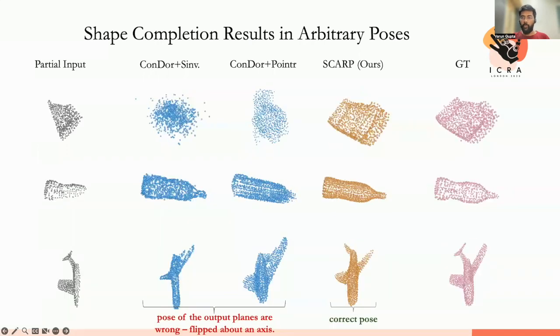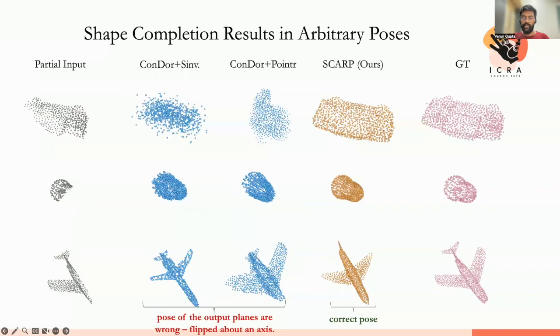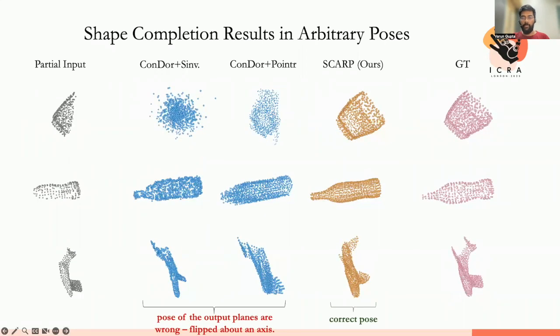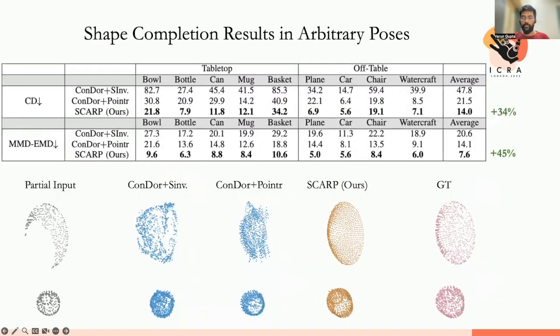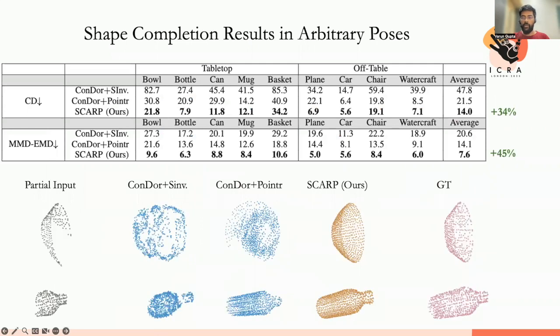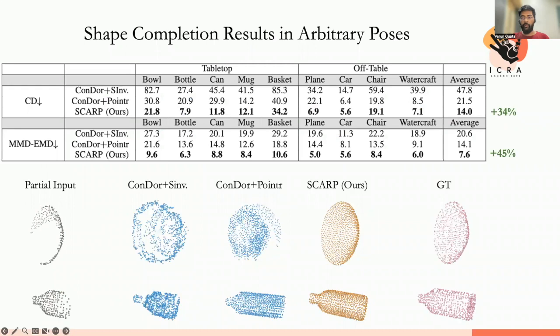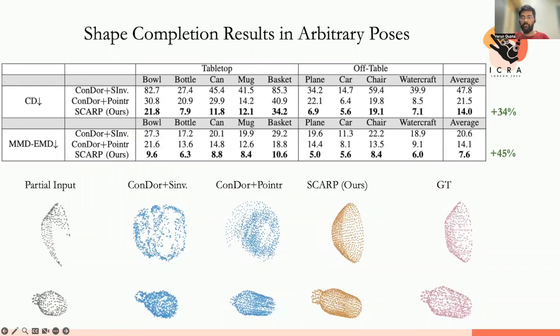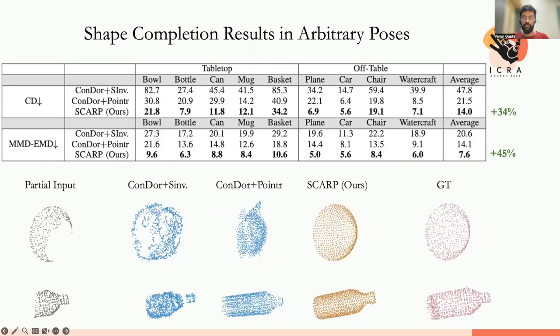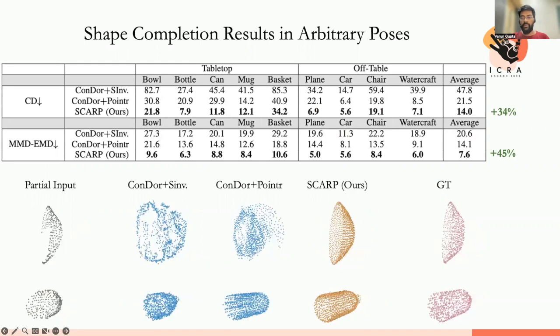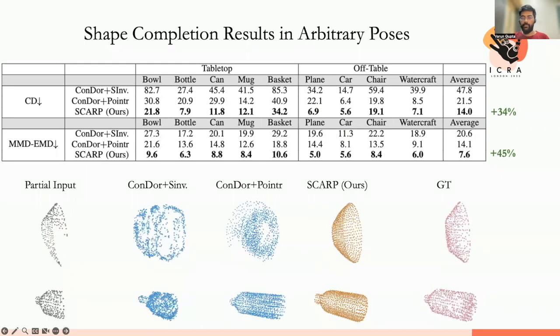In this case, the pose of the output planes is flipped in the baseline models, whereas SCARP is able to get the correct pose. Our superior results are also evident from the quantitative metrics, where we outperform the best baseline model by 45% in the maximum mean discrepancy Earth Mover's distance metric and 34% in Chamfer distance metrics.